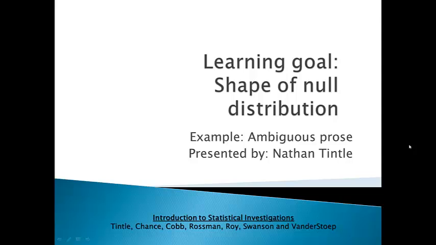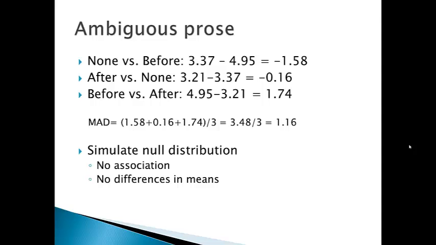In this Learning Goal video, we will talk about the shape of the null distribution when using a MAD statistic to compare multiple group means. We will use the ambiguous prose dataset to talk about this learning goal. In the ambiguous prose dataset, the value of the MAD statistic is 1.16. We're going to simulate the null distribution of no association, which means that there's no difference in the group means.